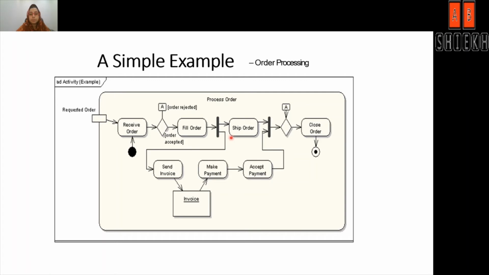Then ship order, send invoice, make payment, and accept payment are the activities that will go on in parallel. That means the order shipment and these three activities will be taking place in a parallel manner. Once all of these activities are completed, the order will be closed and the activity will reach its end right here.